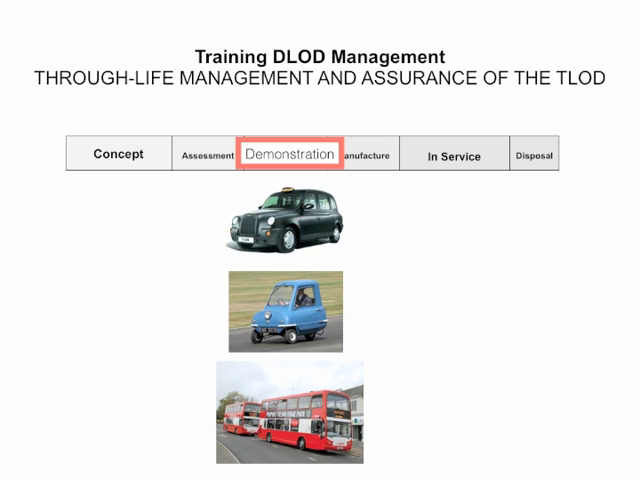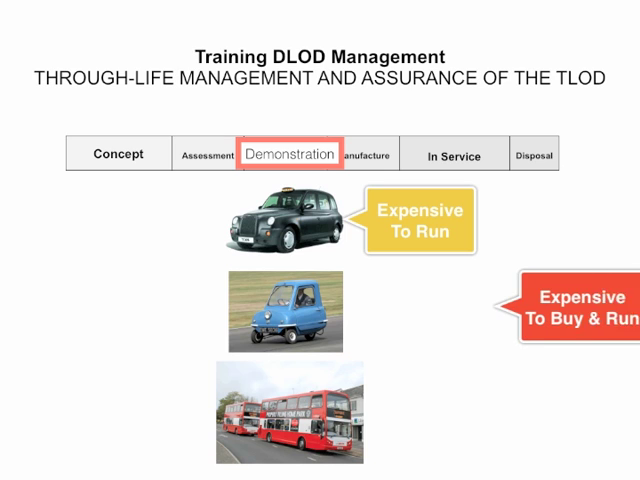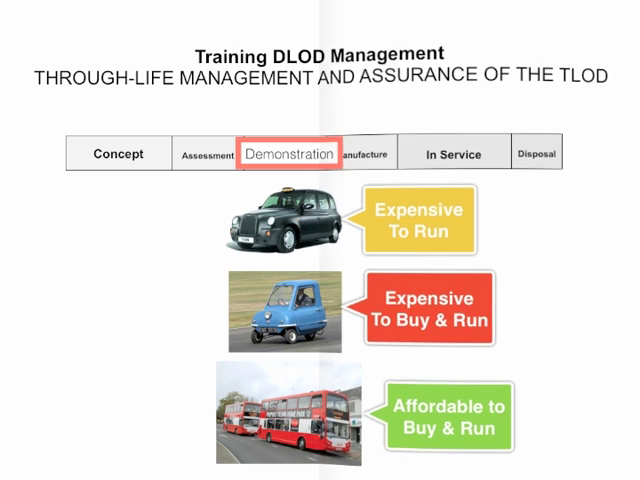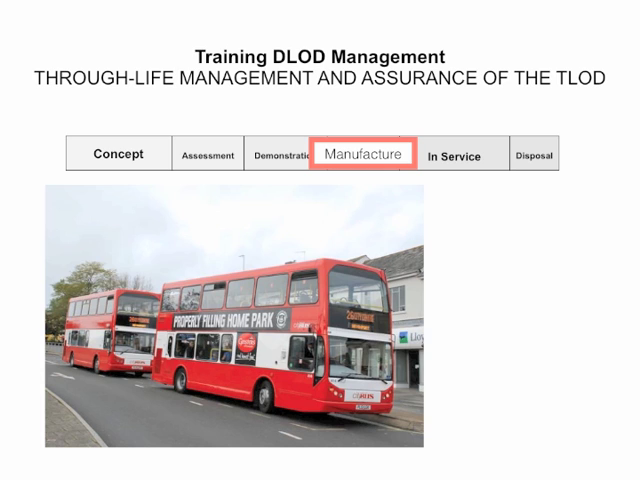In the demonstration phase, we can then look at these options and actually try them out. So for a taxi, we can actually go and catch a taxi and see how that works. Unfortunately, we found a taxi was a bit expensive to run. We can try the car. Again, expensive to run, but also to buy. There's upfront costs. And of course, when we assess a bus, we find it is affordable to both buy and run. So therefore, we've managed to demonstrate all those options and come up with the best one. In acquisition, this is where we'd actually put someone on contract and then go into the manufacture phase.